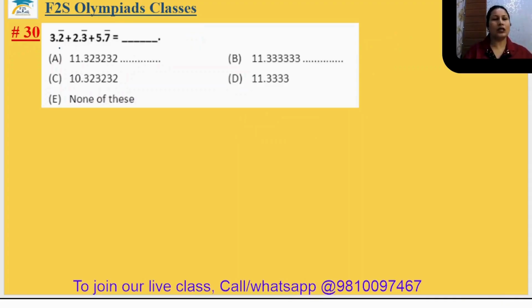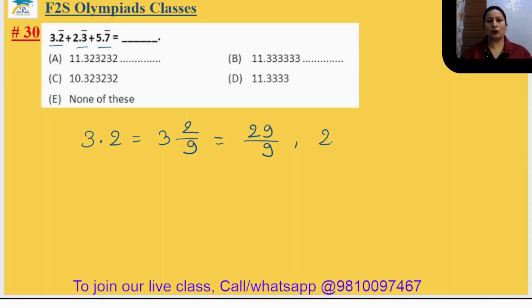30. 3.2 plus 2.3 plus 5.7 equal to what? Actually, these are the recurring decimals. So to add these decimals, first we should convert them into fractions. So 3.2 recurring can be written as 29 by 9. Now 2.3 recurring can be written as 3 by 9 and after conversion into the improper fraction it will be 21 upon 9.